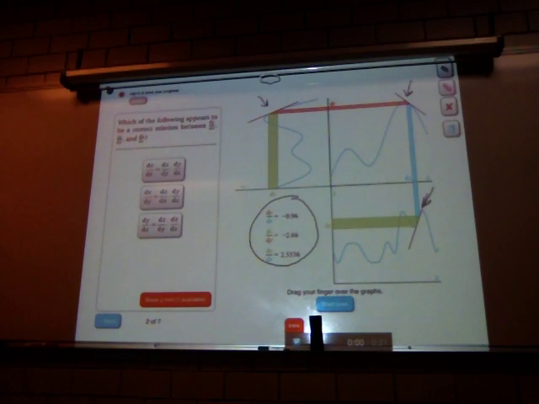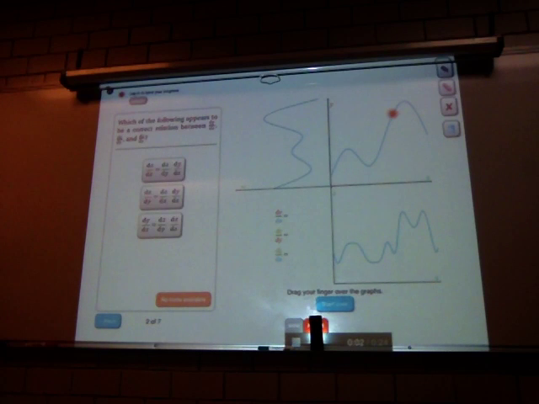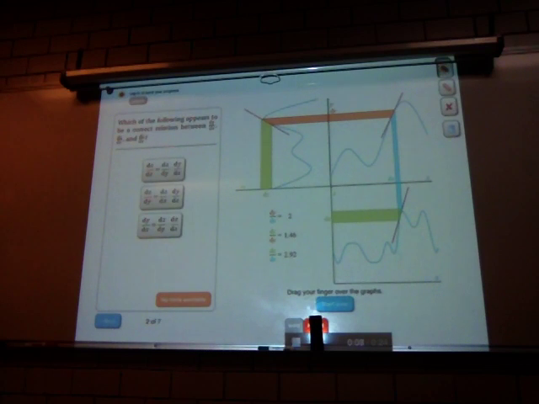Vamos a ver. If we take a look at this point here, we see that dy dx is equal to 2, dz dy is equal to 1.46, and dz dx is equal to 2.92. Try plugging in these three values to each of the equations over here and see which equation turns out to be correct.